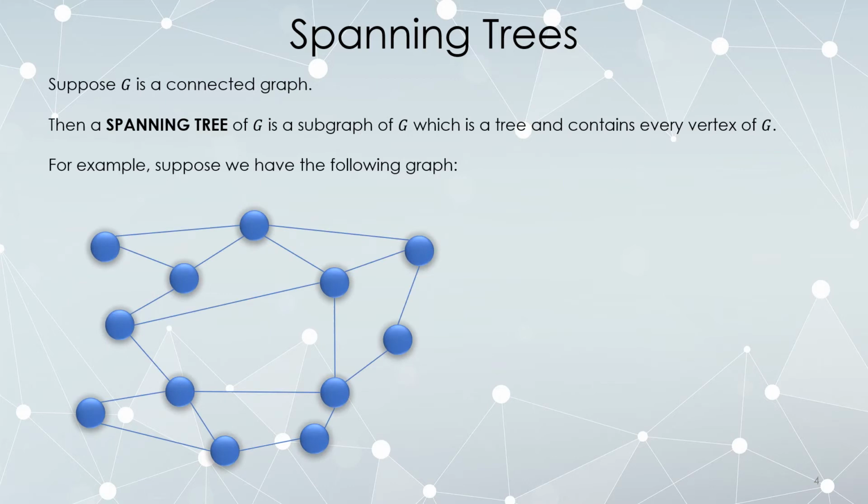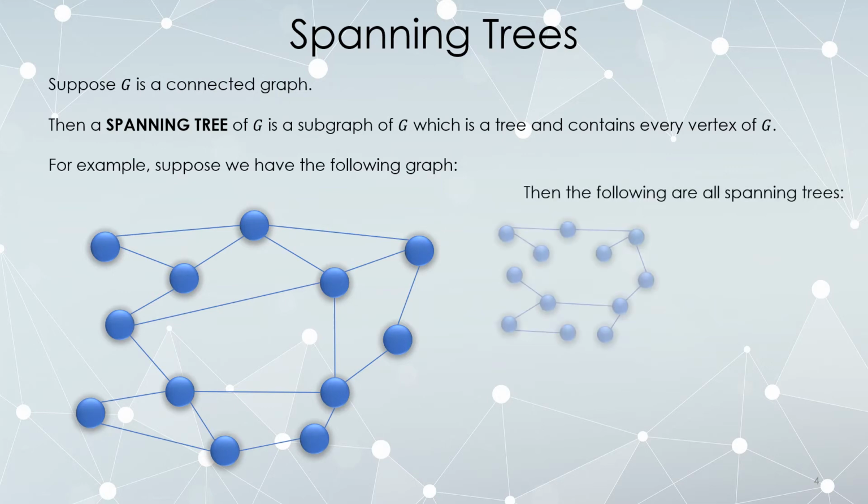So for example, here's a graph. Can we find a subgraph that is a tree but contains all of the vertices? Here's one, okay? So I have rescaled the graph to be smaller because we're going to present several options, but it has all of the same vertices. How do we verify that this is a tree? Well, it's got 1, 2, 3, 4, 5, 6, 7, 8, 9, 10, 11, 12 vertices and 1, 2, 3, 4, 5, 6, 7, 8, 9, 10, 11 edges.